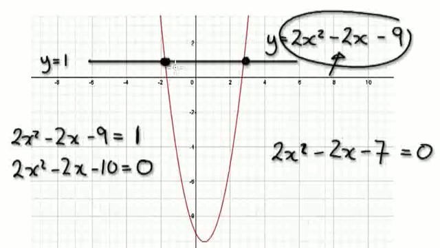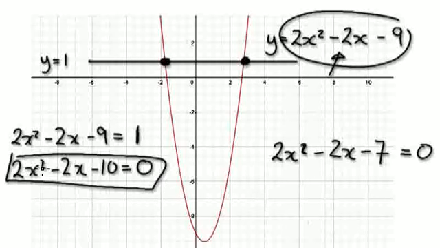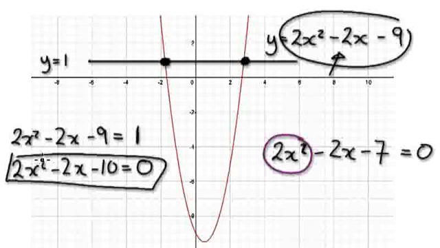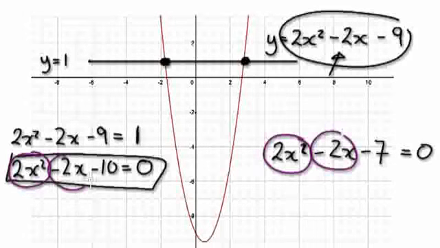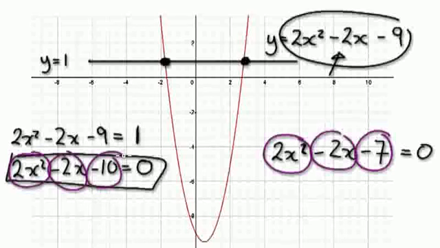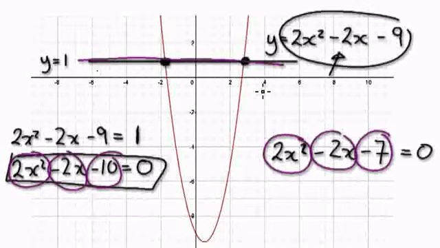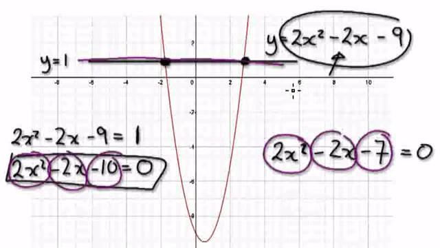You see, the solutions here are represented by this thing here. But this thing here is similar, but not quite. Look at this: 2x squared minus 2x. But the thing is, this is negative 7, this is negative 10. So by using the horizontal line, well, we didn't manage to do it this time round.